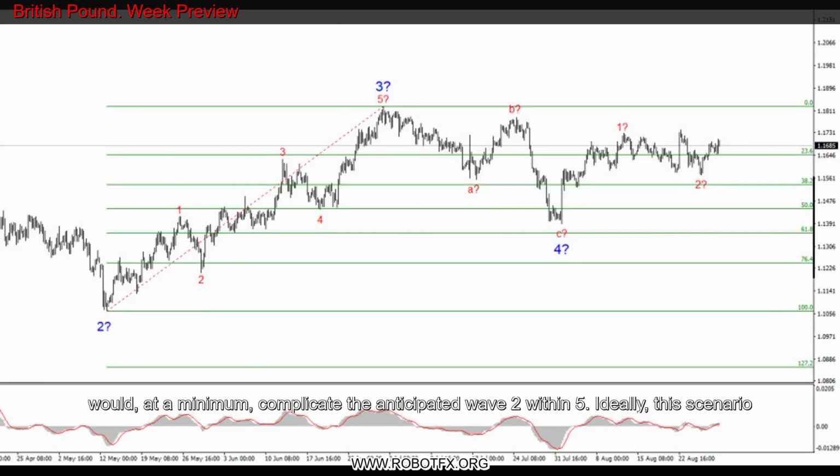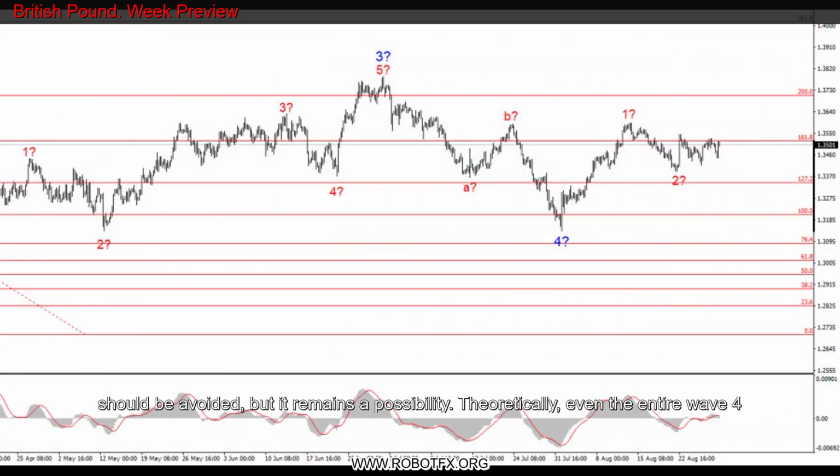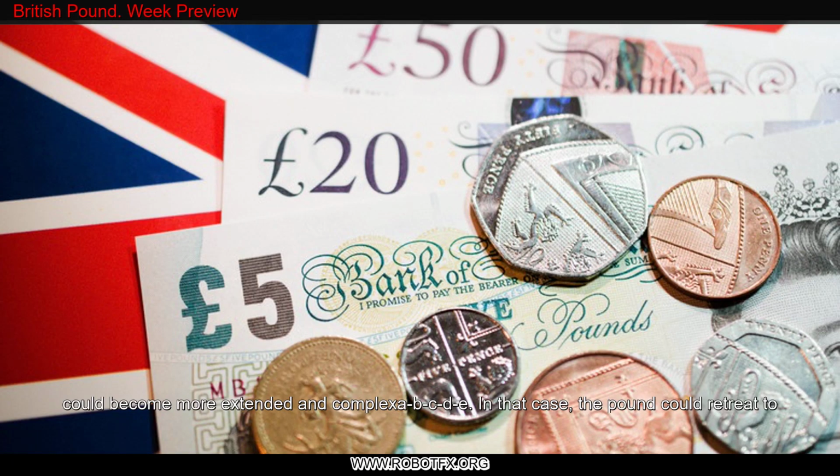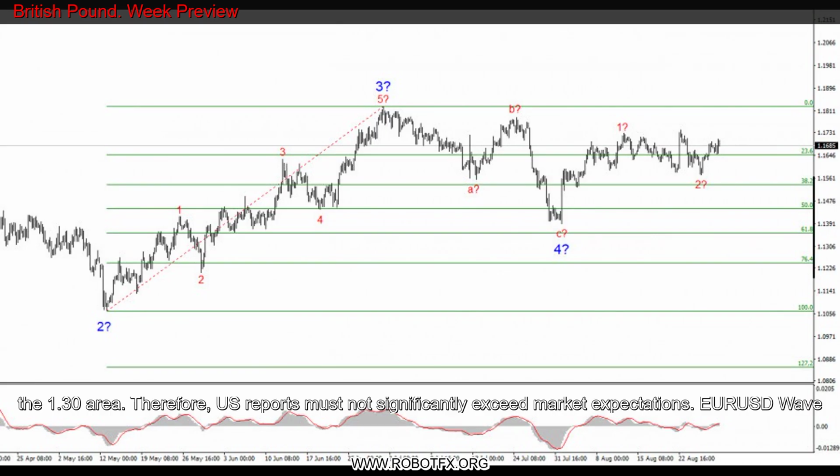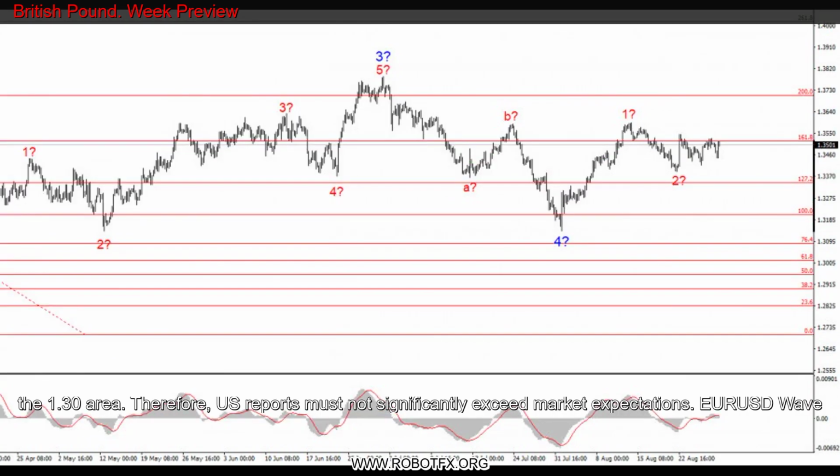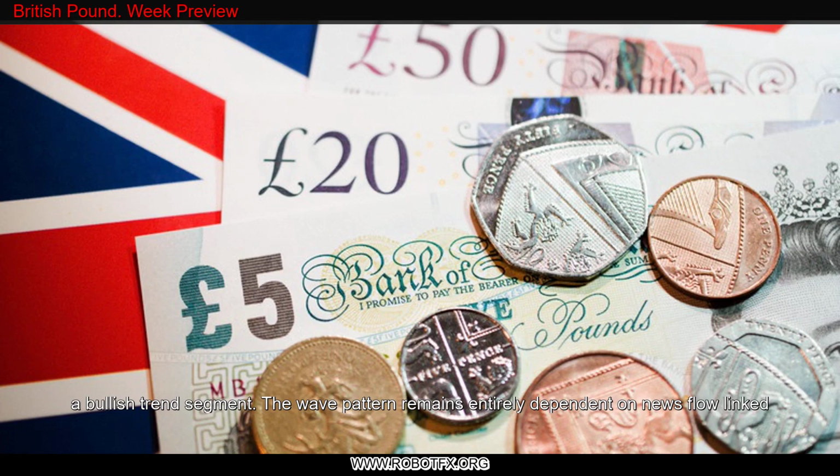US wave picture. Based on my US analysis, I conclude that the instrument continues to form a bullish trend segment. The wave pattern remains entirely dependent on news flow linked to Donald Trump's decisions in US foreign policy. The trend segment's targets may extend all the way to the 1.25 level. Therefore, I continue to consider buying with targets around 1.1875, which corresponds to 161.8 on Fibonacci and above. I assume wave 4 construction is complete. Accordingly, now remains a good time for buying.